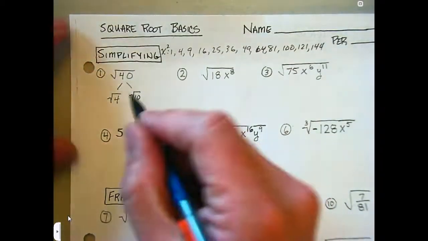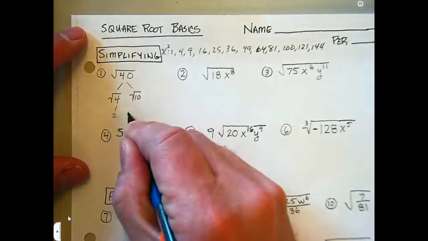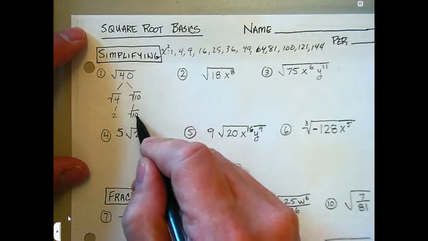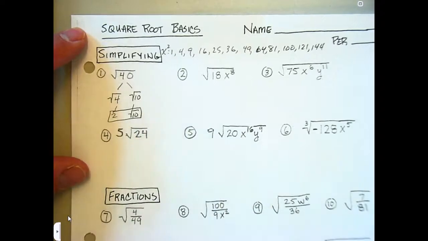So root 4, root 10. Square root of 4 is 2. So you end up with 2 and square root 10. There isn't a perfect square that goes into 10. Therefore, you are done. Okay?